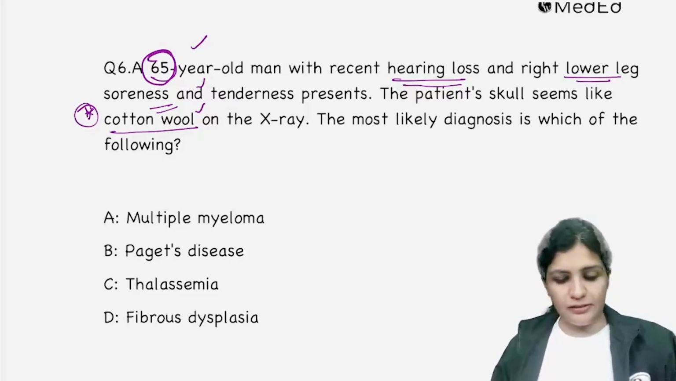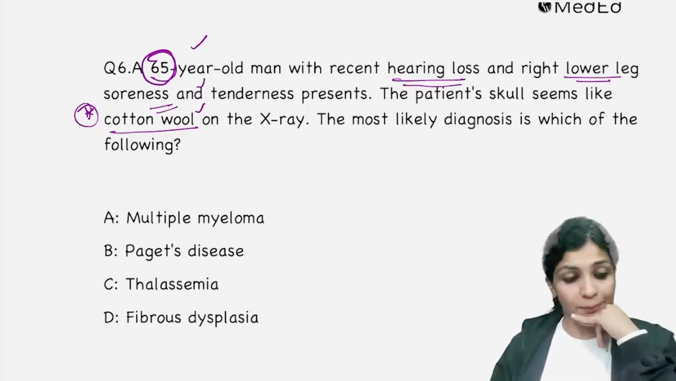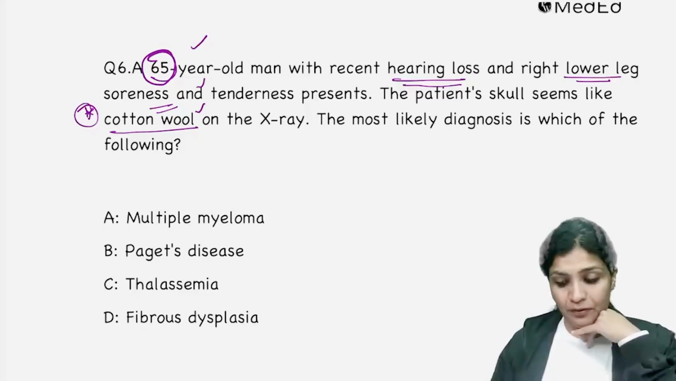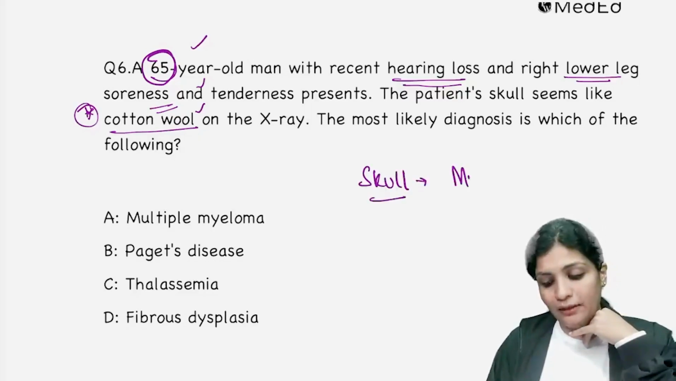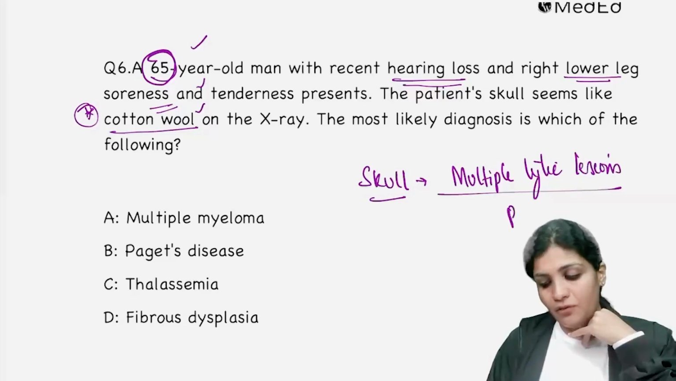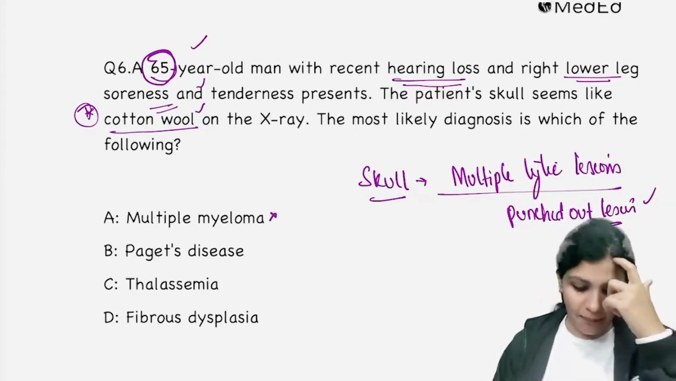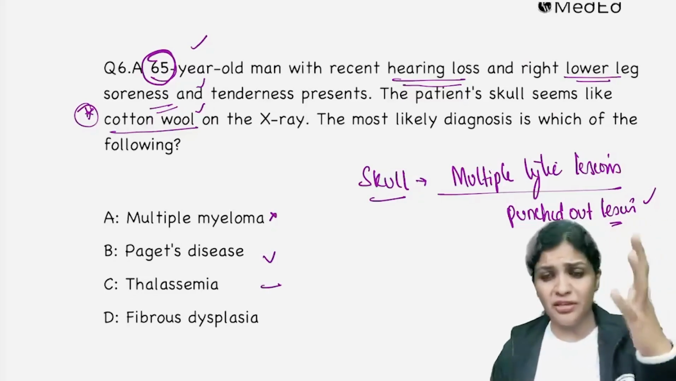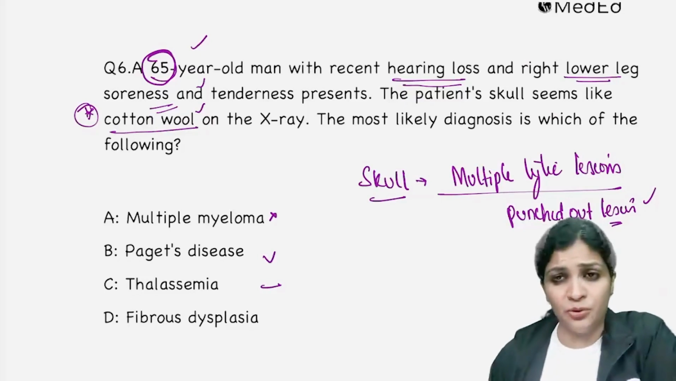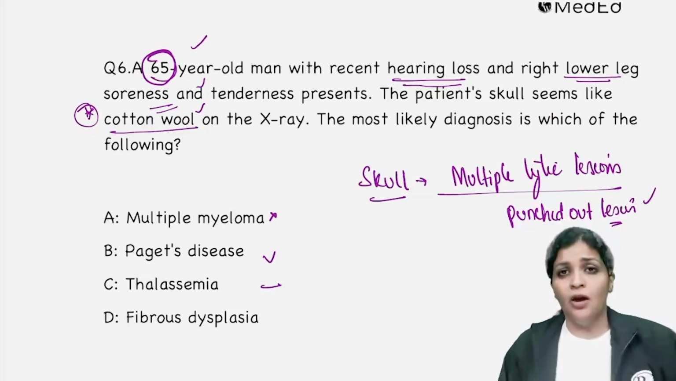Kundan Singh, do you think this is multiple myeloma, where you see a cotton wool appearance on the X-ray? The skull in multiple myeloma will present with multiple lytic lesions, right? Which are called punched out lesions. So we are ruling out multiple myeloma. Then Paget's disease. Thalassemia is usually diagnosed by 65 years old, and you don't see a cotton wool appearance in thalassemia or hearing loss.